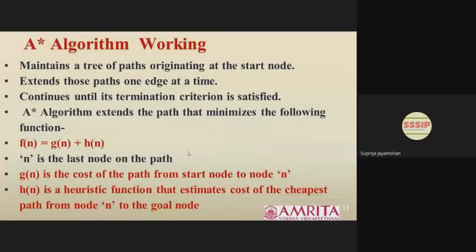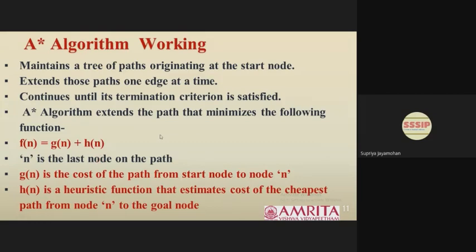So what is the structure of A star looking like? If we go into the structure of A star, what we generally see is that it has a tree of paths which starts at the start node, and we will see this with an example. We will be extending these paths one at a time through the edges, and we will continue till we reach the end. The major thing that we require in A star is its function, which is called the minimizing function, wherein it is given by f of n is equal to g of n plus h of n.